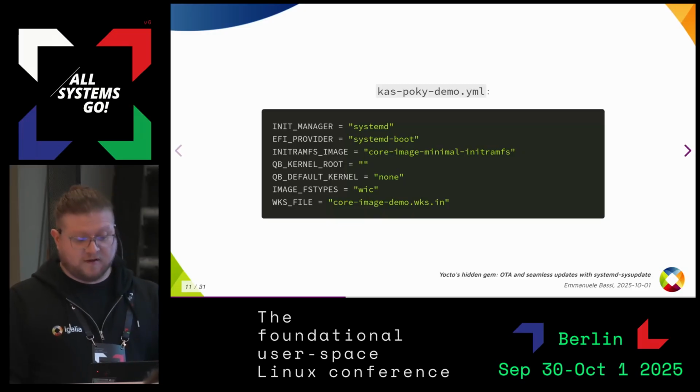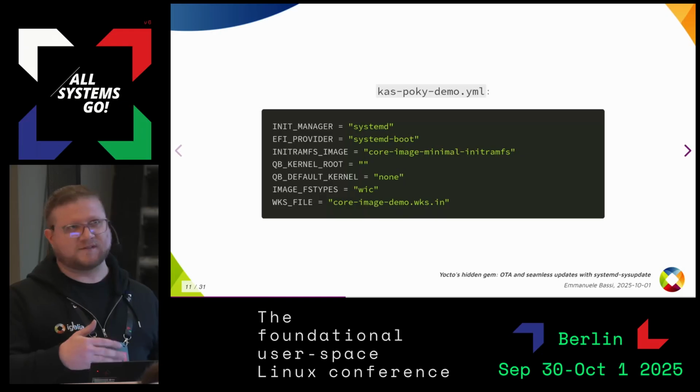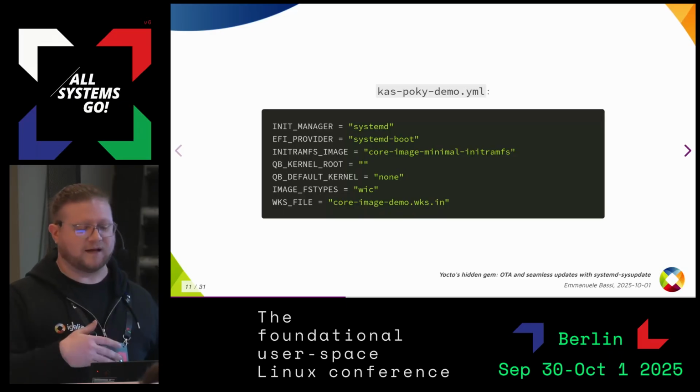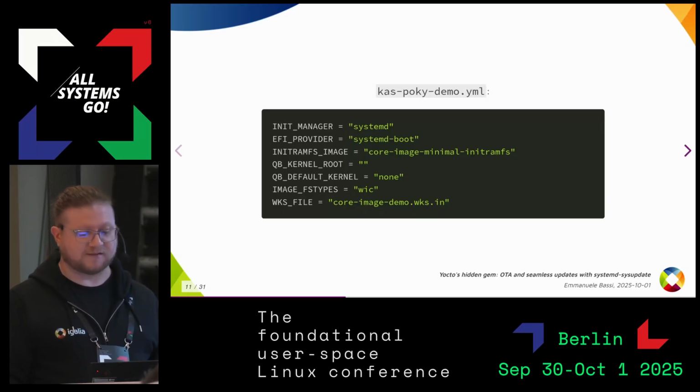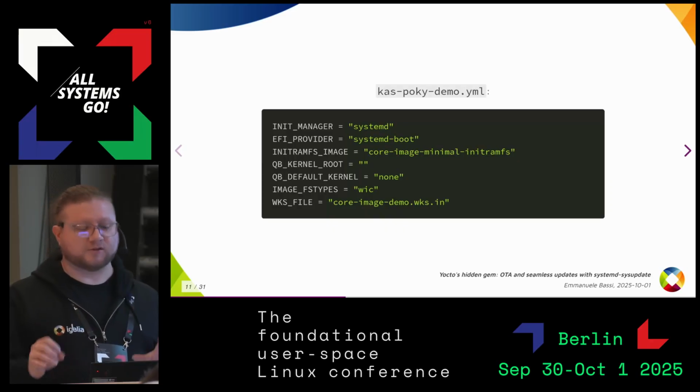These are a bunch of environment variables that are set up to set up the Poky image. Of course, we want to have systemd as the init manager. We want to have systemd-boot for the EFI bootloader. And the last part is the file that determines how we are going to partition the system.